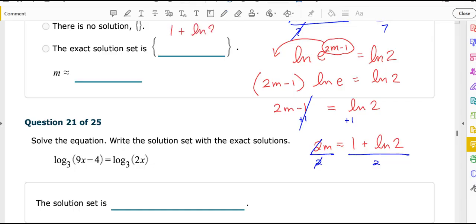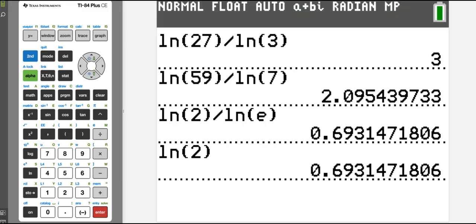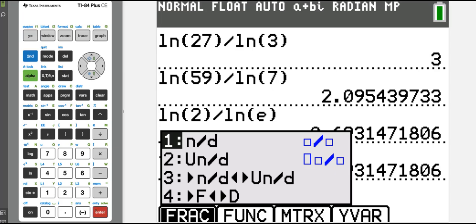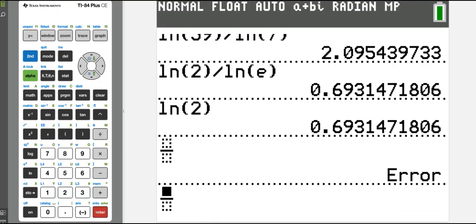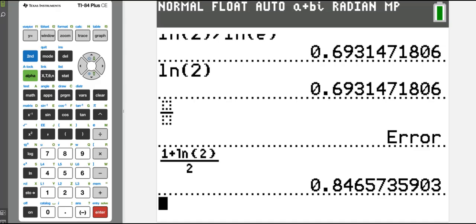Oh, hold on. 1 plus ln of 2 all over 2, I get 0.8466. The 7 is bigger than 5, so it's going to bump that 5 up.